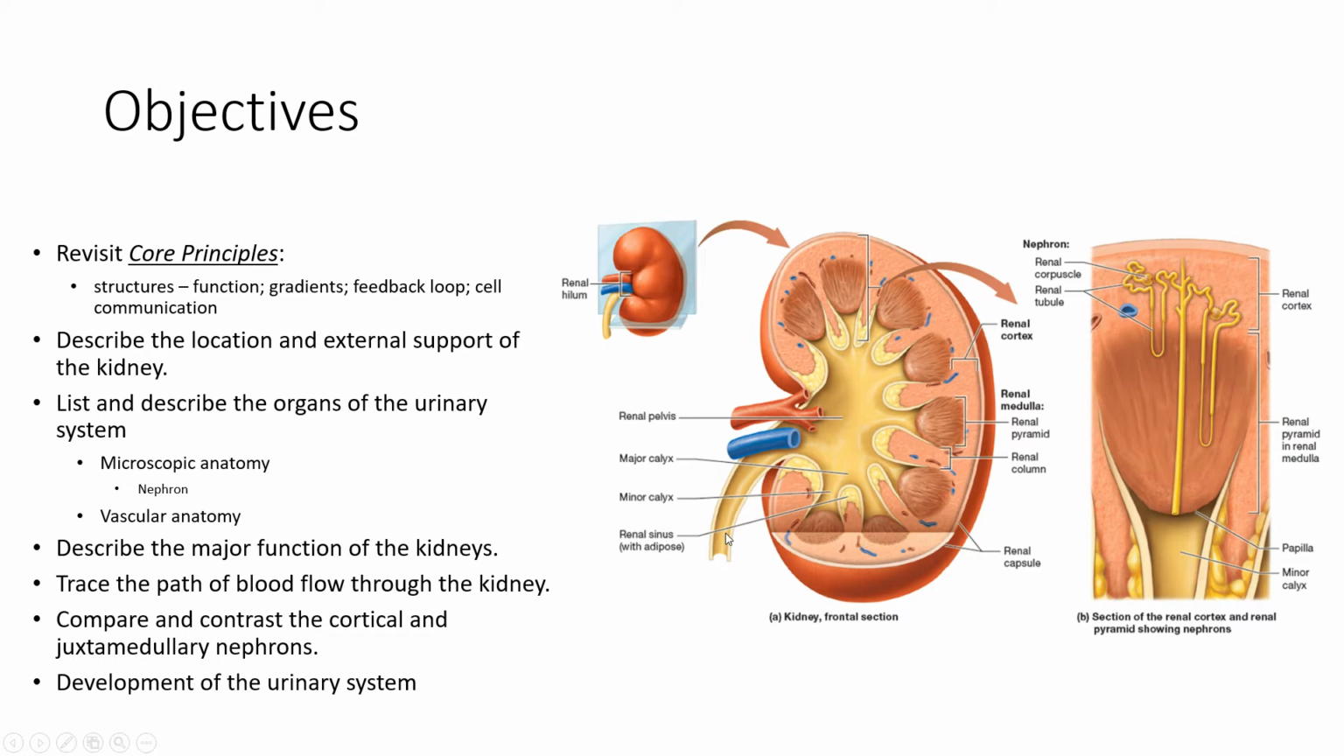We're also going to list and describe the organs of the urinary system, which is going to include the microanatomy, and the blood vessels that supply the organs, mainly the kidney. We're going to describe the major functions of the kidneys, and we're going to be able to trace the pathway that the filtrate has to follow in order to become urine.